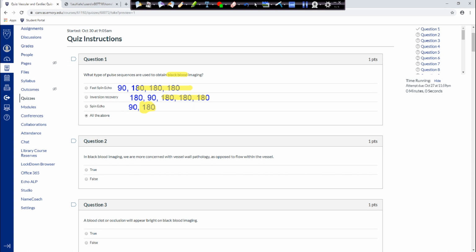All right, number 2. In black blood imaging, we are more concerned with the vessel wall pathology as opposed to the flow within the vessel. Is that true or false? True. It's true. And what's that called when we're concerned with the vessel wall?